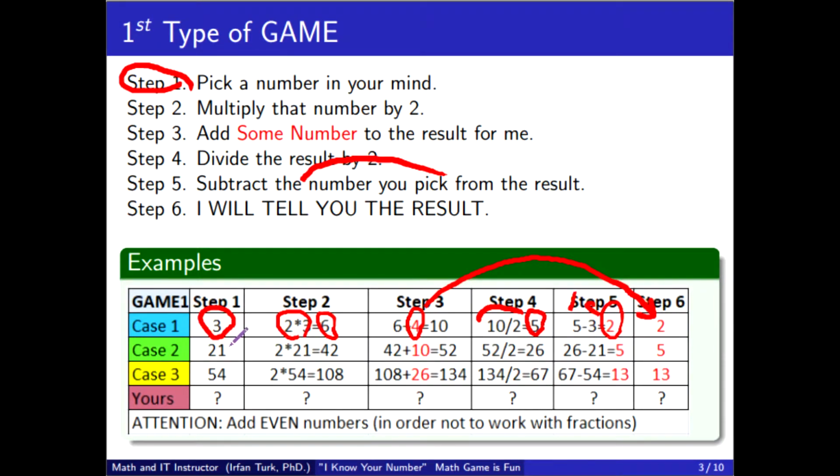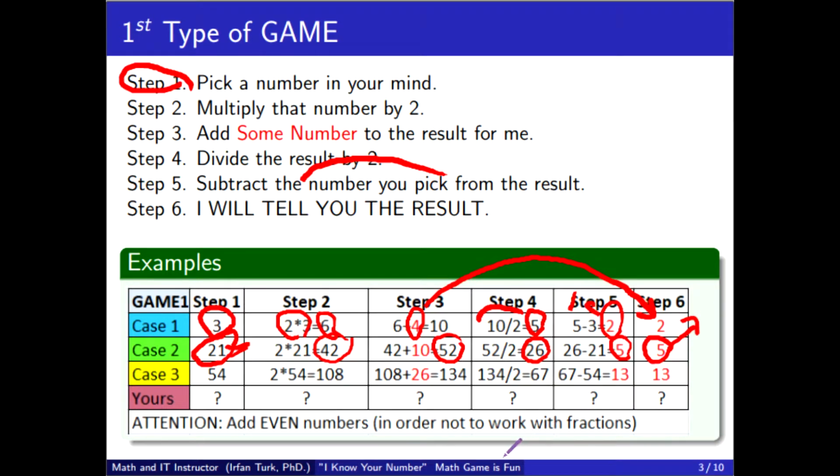Let's look at the second case. Let's say that person picks 21. When you say multiply it by 2, that person is going to hold 42 in their mind. Once you say add 10 to that number, the result is going to be 52. Then you say divide that number by 2, and the result is going to be 26. Once you tell that person to subtract the number they picked, which is 21, from the result, which is 26, the person is going to get 5. And then you say, "I know that number is 5."